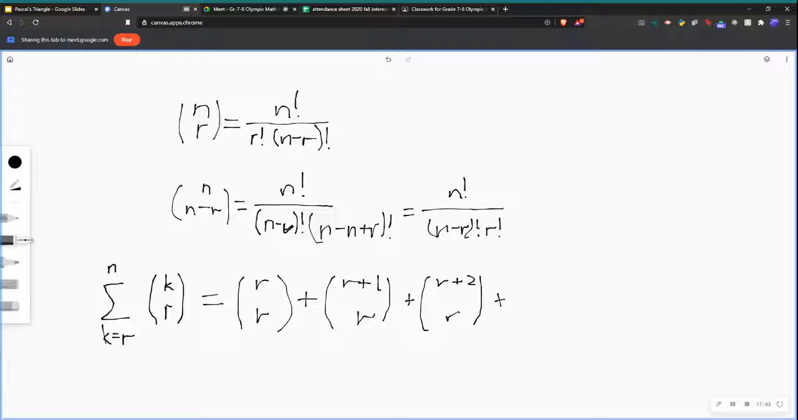Oops, my handwriting is kind of sloppy. Sorry. Okay, and we can continue this until we reach n. I'll write down 2 more terms. So the term right before n would be n minus 1, choose r. So just to show you that it's continued, this pattern is always continuing. And then finally we have n choose r.